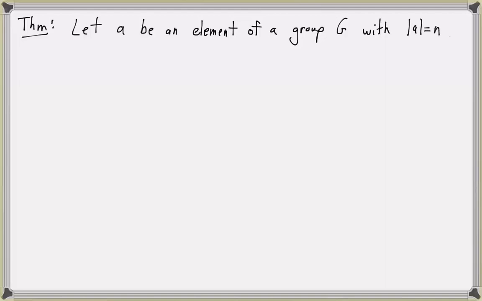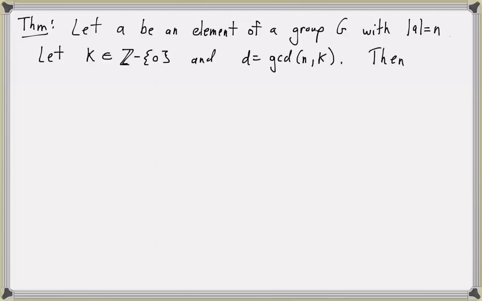The first theorem: let a be an element of a group G, and let's assume that the order of a is n. Further, let k be a non-zero integer, and let d represent the greatest common divisor of n and k. And the following is true.